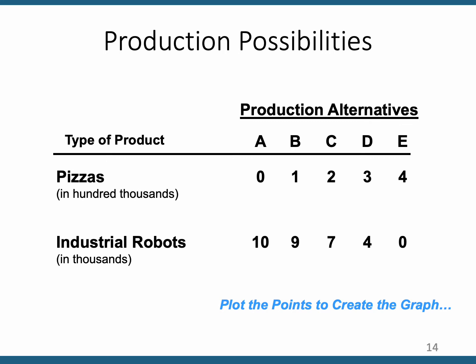So the question is, why is this happening? Well, think about this. You're the plant manager. And let's go back to point A. Right now, you are producing 0 pizzas and 10,000 industrial robots. In order to increase pizza production from 0 to 100,000 per week, you need to move workers. Which workers would you move first?